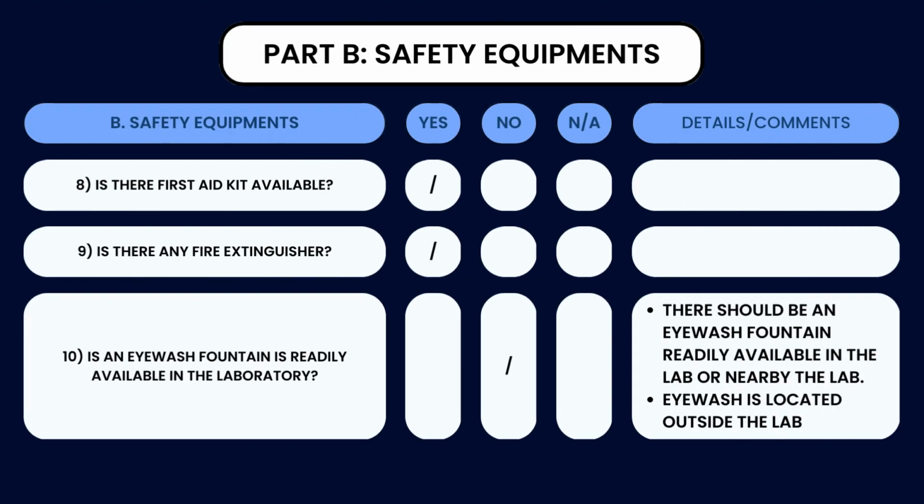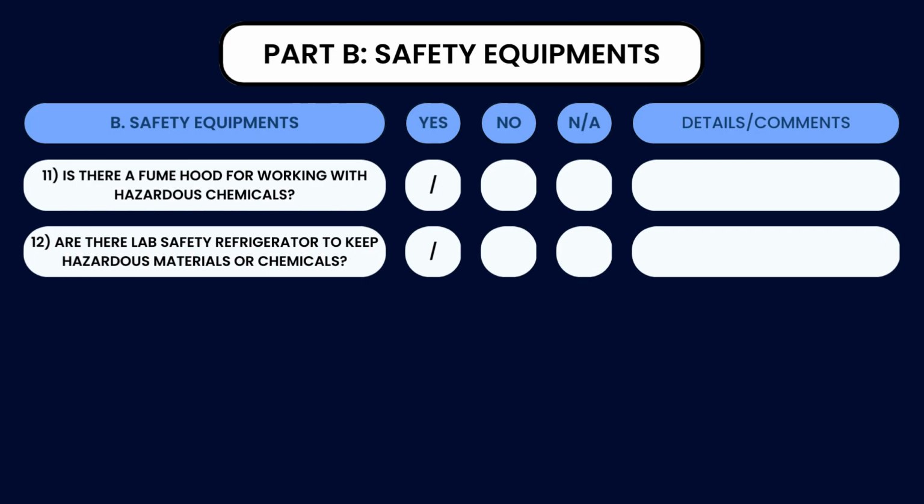Part B, safety equipment. First aid kit and fire extinguisher can be found in the lab, except for the eye wash fountain. Although the eye wash fountain is located outside of the lab, there should be a fountain readily available in the lab so that in case of an emergency, it can be found at close proximity. Fume hood for working with hazardous chemicals and laboratory refrigerator to store hazardous materials are available in the lab.